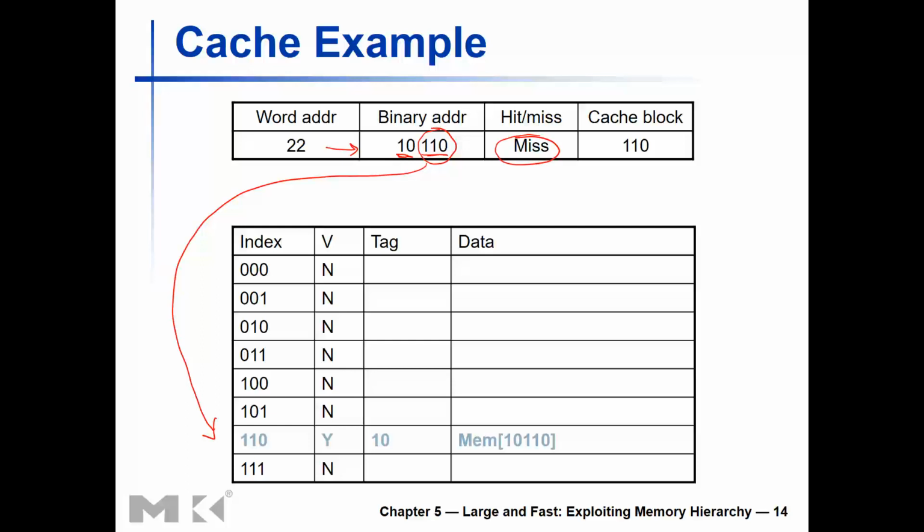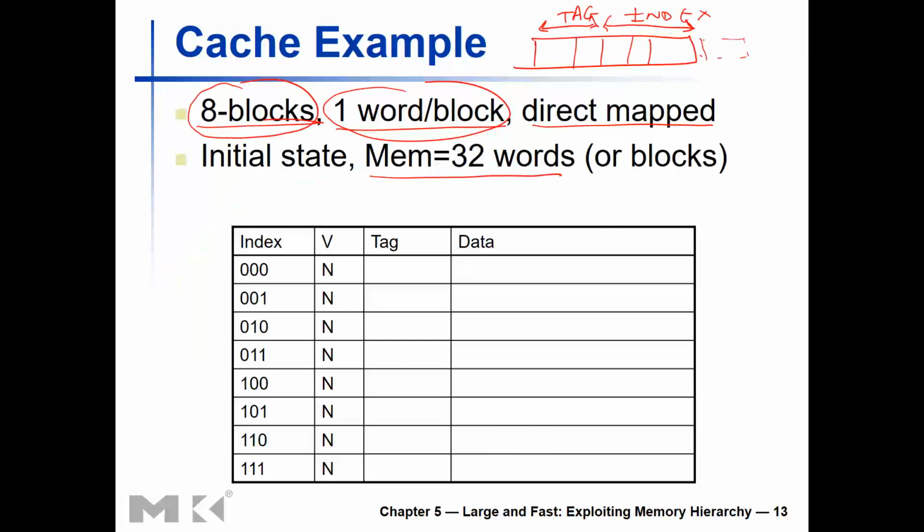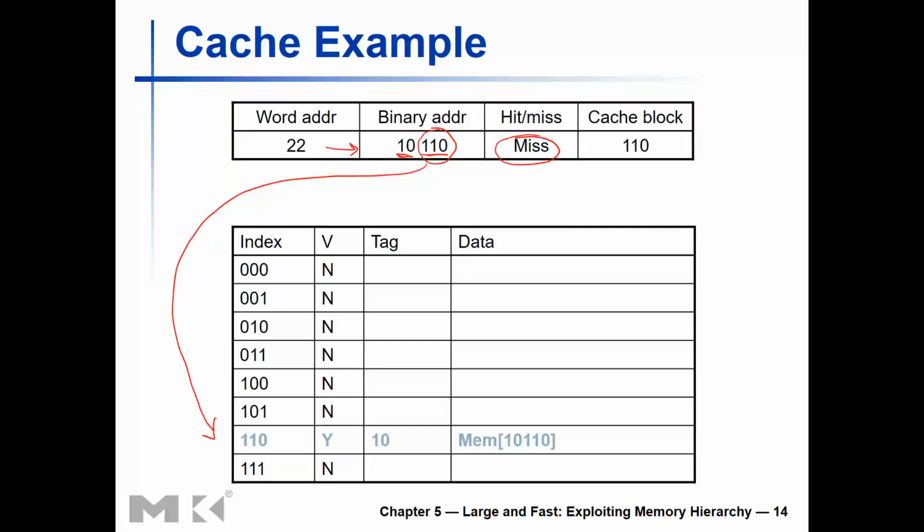So since it's a miss, it means the data is not in the cache. Why is the data not in the cache? Because if you look at the previous slide, there is no data here. Valid N means no data. So this caused a miss, and then we brought the data from the memory and we placed it here. Okay, so in this index, now we have data, right?